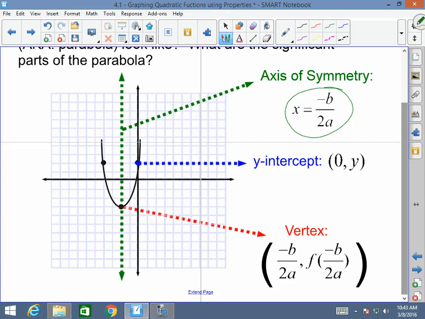My vertex is my max or my min, depending on whether or not the graph points upwards or downwards. And it also has a formula. It's the value of the axis of symmetry, the negative b over 2a. Then you take that value, negative b over 2a, that's the x value of the vertex. You plug that into the function, and then you find f of negative b over 2a. In this case, x is negative b over 2a. Then I find my value.